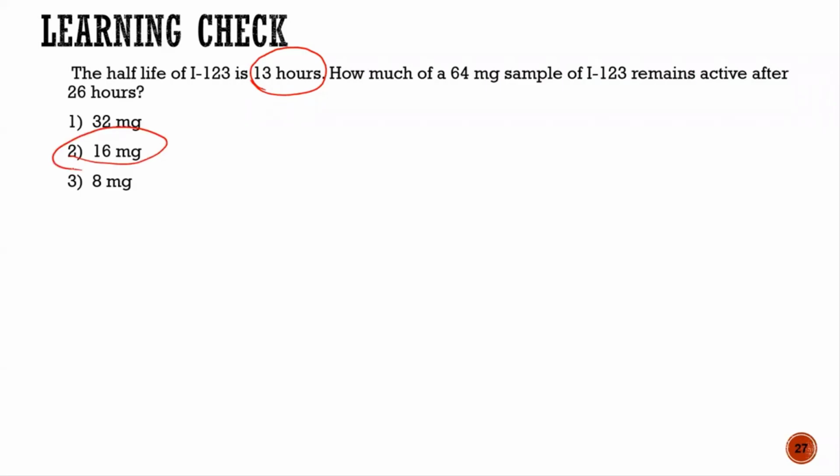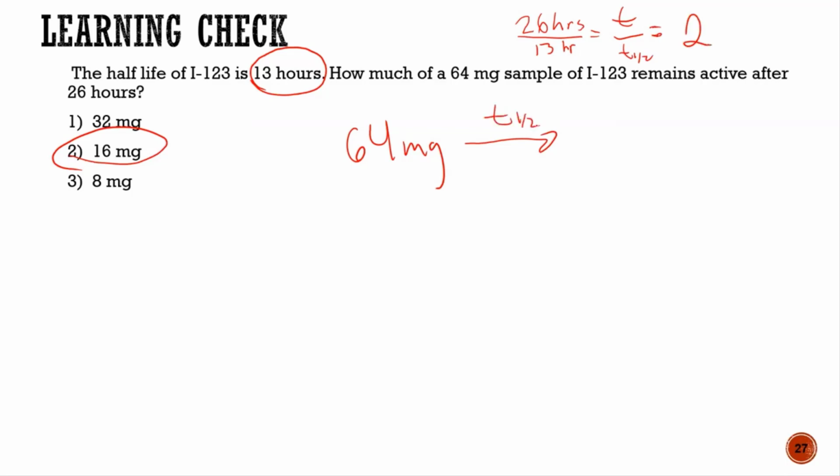We can do it the way we did before. We could say, all right, we started with 64 milligrams, and each half-life is 13 hours, and there's 26 hours. So 26 hours total divided by 13 hours, my time divided by my half-life, gives a total of 2 half-lives. So the first half-life, half of 64 is 32. The second half-life, half of 32 is 16.